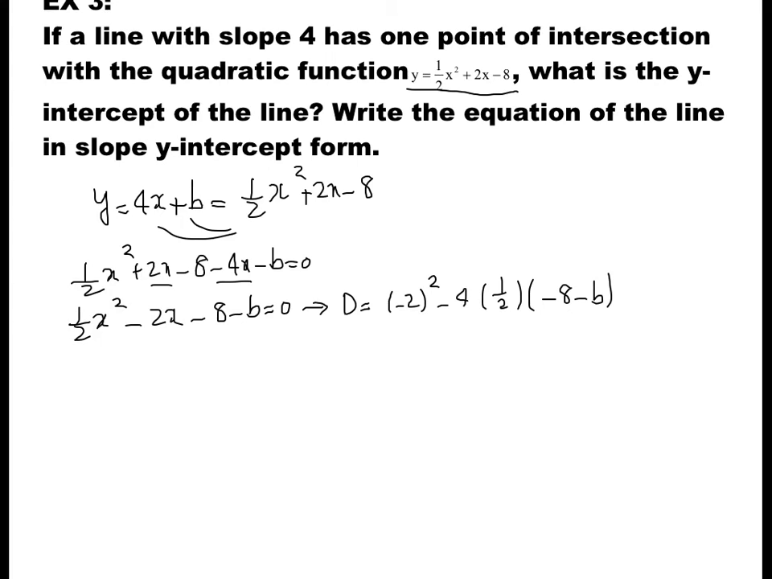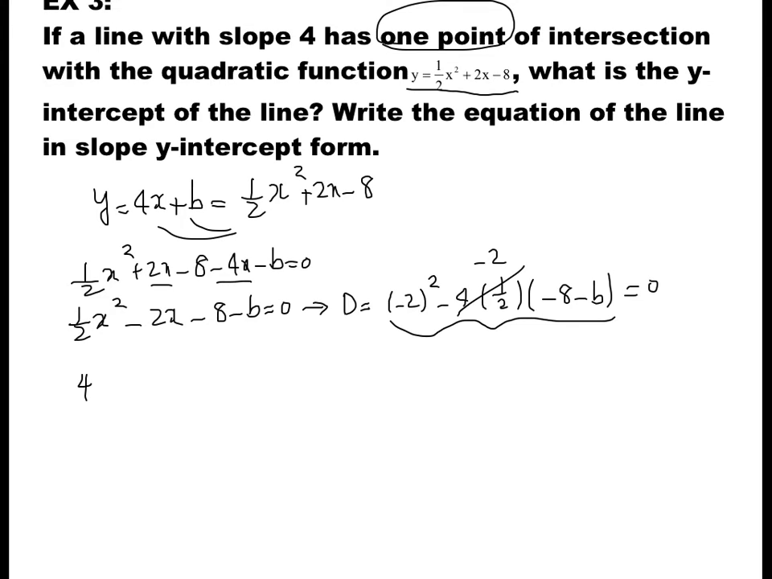Now remember that the problem is telling us that there is only one point of intersection, so this means that the discriminant has to be 0. So we can solve this equation for b. Negative 2 squared is 4. Negative 4 times 1 over 2 is negative 2, so this one is negative 2.